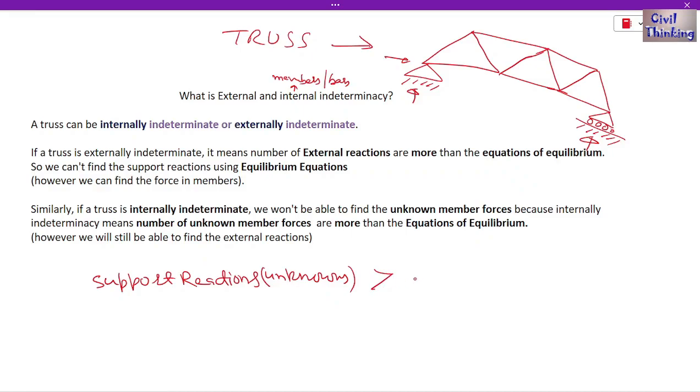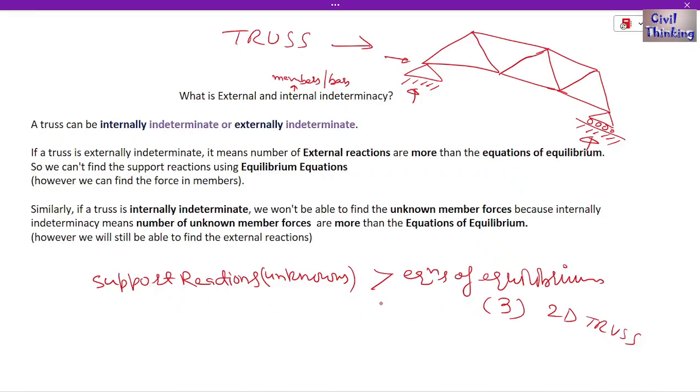They are more than what? Equations of equilibrium. Now when we talk about support reactions, we treat everything as a whole, like something big body, as I have said. Then we consider three equations of equilibrium in case of a 2D structure like a 2D truss. The equations are three.